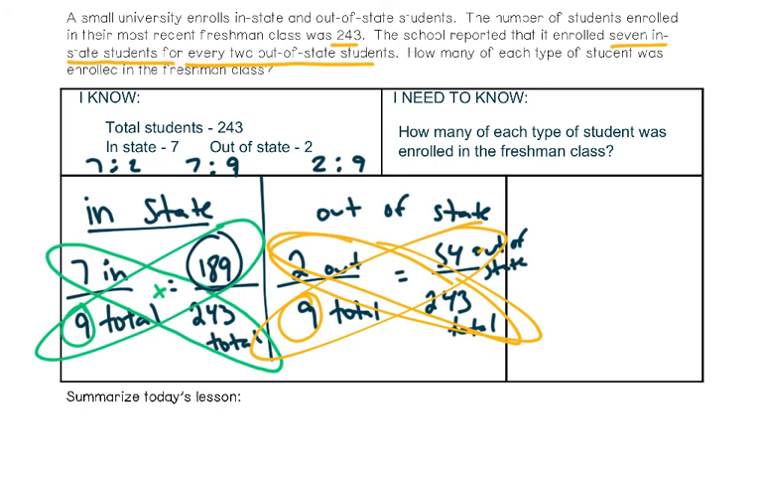And I know some people are probably thinking, well, how come since I knew my in-state, I didn't just do 243 minus 189? You could, and if you did, you'd get the same answer. So in this last box, I just put my solution. I know there are 189 in-state students and 54 out-of-state students enrolled in the freshman class.